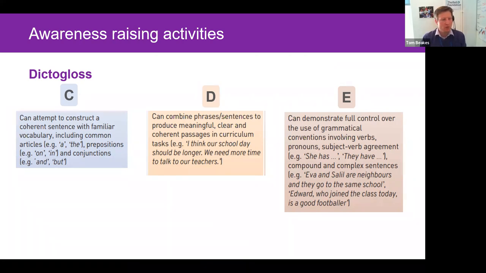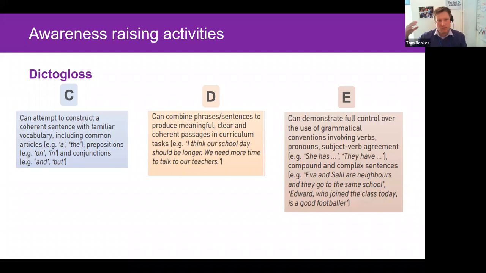It's going to help them with things like constructing coherent sentences, especially using grammar words like articles, prepositions and conjunctions. It's very good for getting students to notice those and be more aware of those. It's going to help them combine phrases and sentences into more coherent passages, because again, they have to think about how things are being constructed, and how the text makes sense, because they'll be having those kinds of discussions with each other when they're looking at the text.